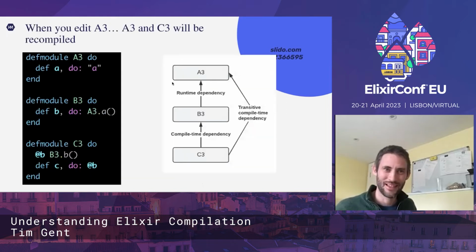Okay. So when you edit module A3, A3 and C3 will be recompiled. So well done if you got that right. Let's follow why that is. A general tip when looking at these, right? Start by looking at where you have a compile time dependency. So the only place we've got one here is in module C3. It's got a compile time dependency on B3, and B3 has a runtime dependency on A3. So you can see that when we change A3, anything with a compile time dependency or transitive compile time dependency on it gets recompiled. So that means just A3 and C3 get recompiled.